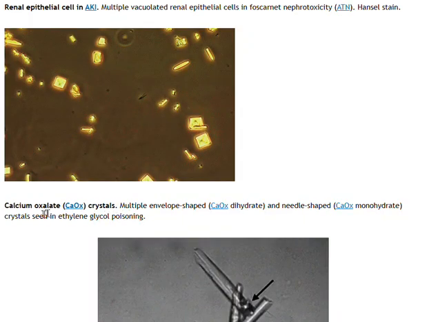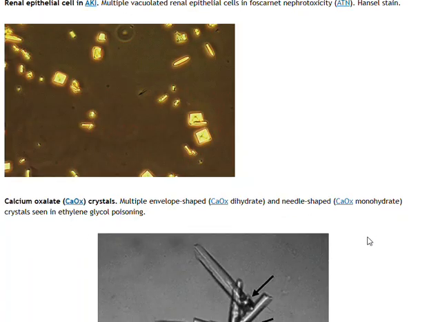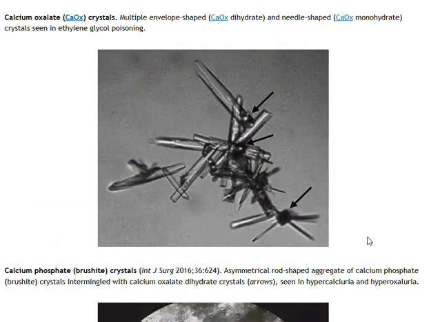And then here we see the calcium oxalate crystals: envelope-shaped calcium oxalate dihydrate, and needle-shaped calcium oxalate monohydrate, seen in ethylene glycol poisoning. And then here we see the calcium phosphate or brushite crystals, an asymmetric rod-shaped aggregate of calcium phosphate brushite crystals intermingled with calcium oxalate dihydrate crystals, seen in hypercalciuria and hyperoxaluria.